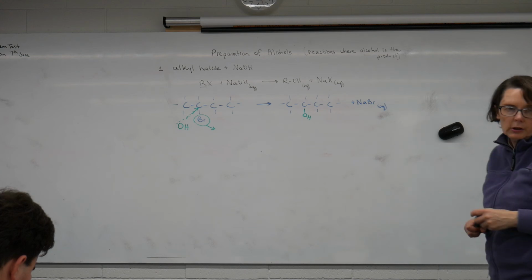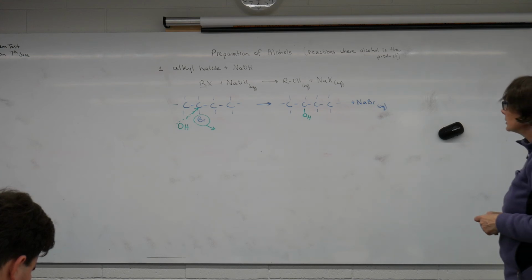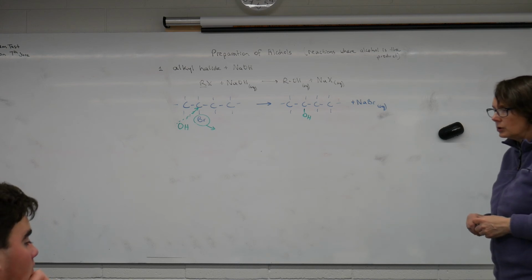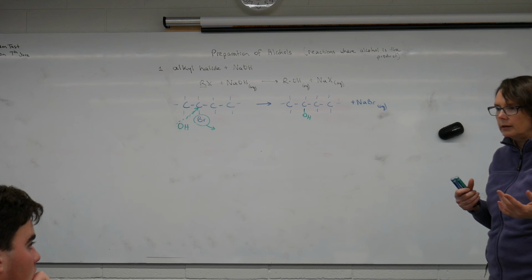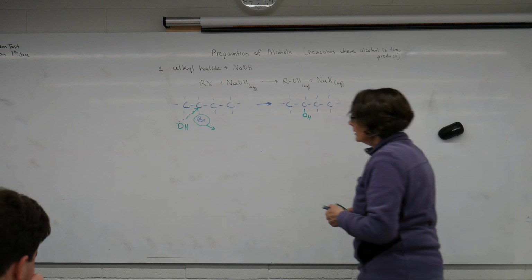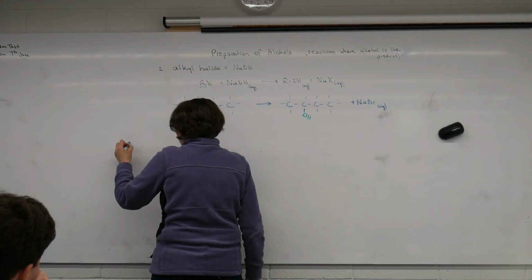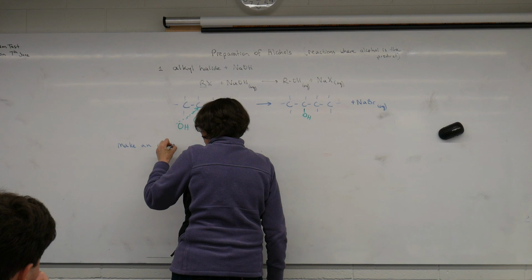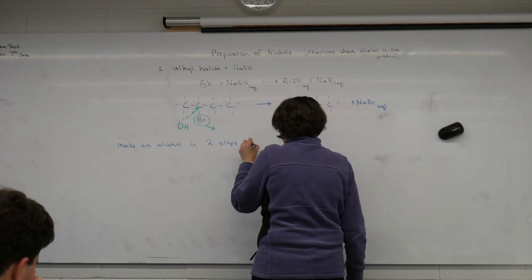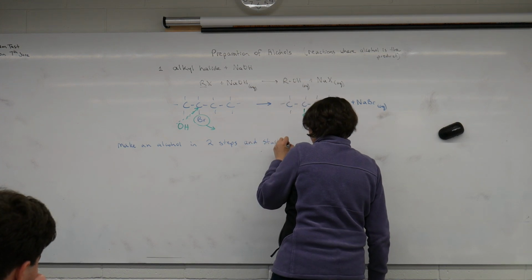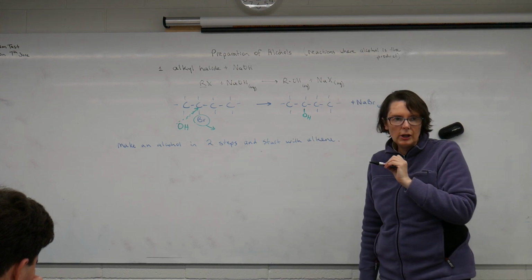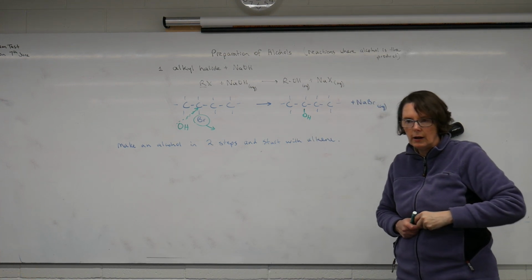And there was a question in the exam recently that asked students to produce an alcohol, and they were told to use 2 steps, and they started with an alkene. So what do you think you would do if you had to make an alcohol in 2 steps? And start with an alkane and start with an alkene. Okay, so have a chat amongst yourselves and see if you can figure out what you're going to do.